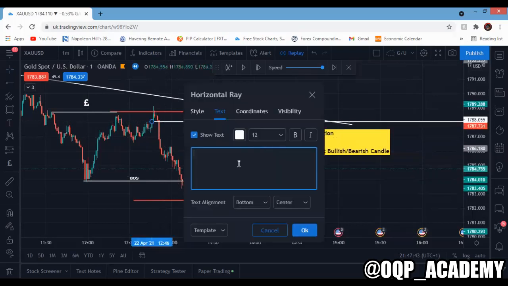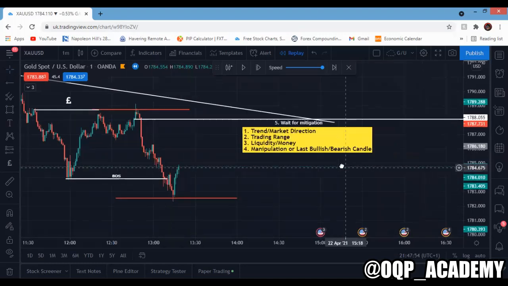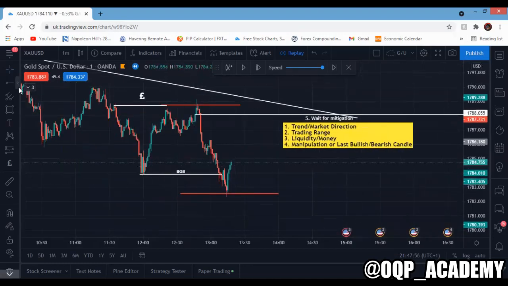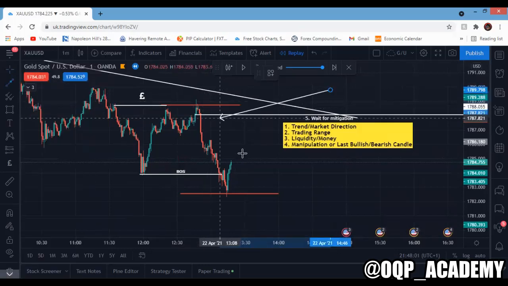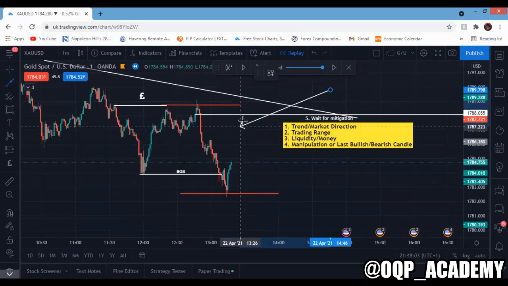Next thing we do is wait for the mitigation, right? So number 5, wait for mitigation. Mitigation. So the thing is, the banks, when they sell price after manipulating, as they've done in this situation, they have to come back up and close their, I believe, their sell positions or their buy positions.